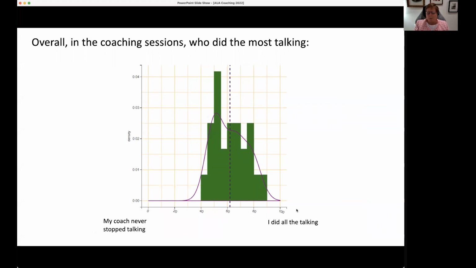to choose a slider point on the line between my coach never stopped talking and I did all the talking. And what you'll see is, we were very delighted to see that the coachees in general said they did most of the talking. The coach did some talking, so it wasn't that the coachees were doing all of the talking and were just being asked to solve their own problems, but it looks like the coaches listened and found out what the coachee was worried about and helped them understand what their professional identity, their goals, what it is that they wanted to accomplish.